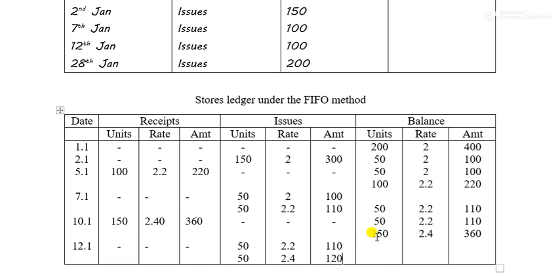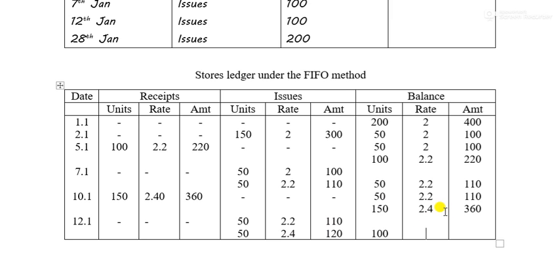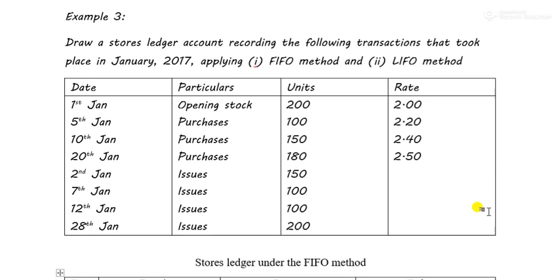Now we have a balance left only of this stock, because see, 50 units is gone. So this stock of 2.2 has finished. Now we have a stock only of this type of goods, so we have a stock of only 100 units. Why? Because from 150, 50 units have been sold here. Right? So 100 into 2.4 is equal to 240.